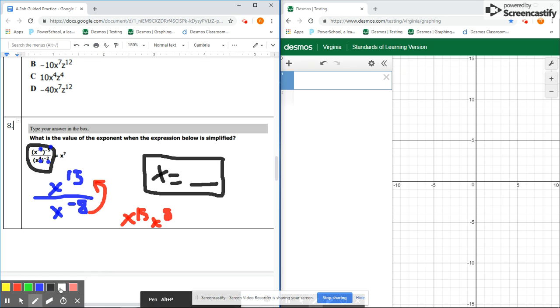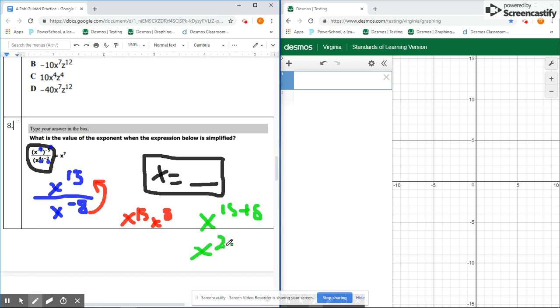And then the last step, if you remember, needs to be putting these together. So remember, when we're multiplying and have the same base, that exponent rule is that we add the exponents. All right, so we're going to get x to the 15 plus 8, which is x to the 23rd. All right, and so what we would need to type in the box on the SOL is we need to type in 23. That'll be our answer.